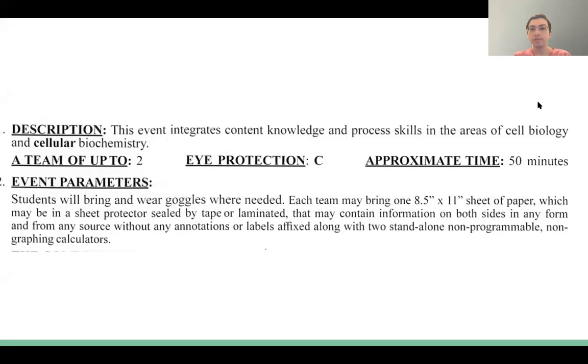To start off, you are going to need goggles when needed, because there is going to be a section, kind of like a lab component, but not necessarily a lab. Sometimes it can be a lab and you'll need goggles, but sometimes it might be a diagram that you have to make with figures to represent, for example, DNA replication or something like that.